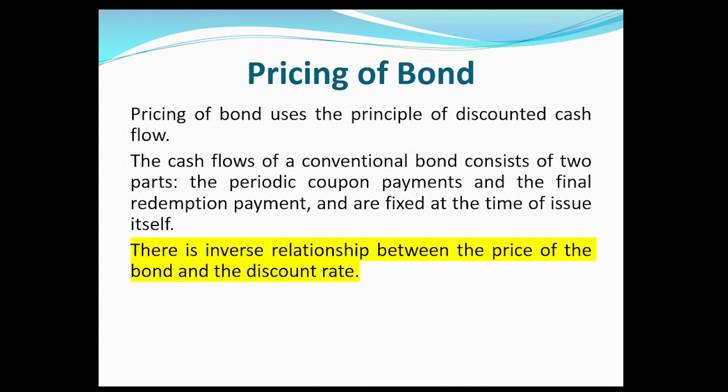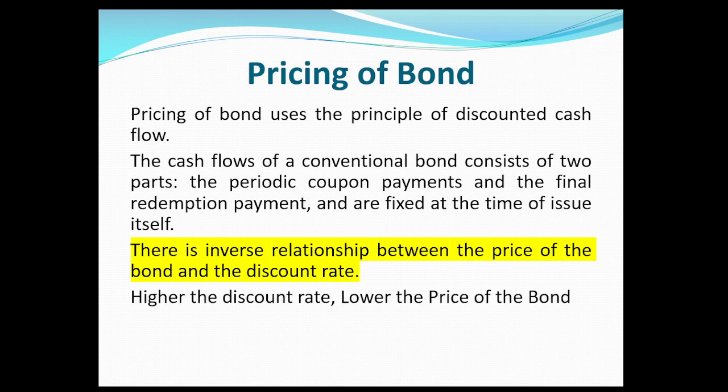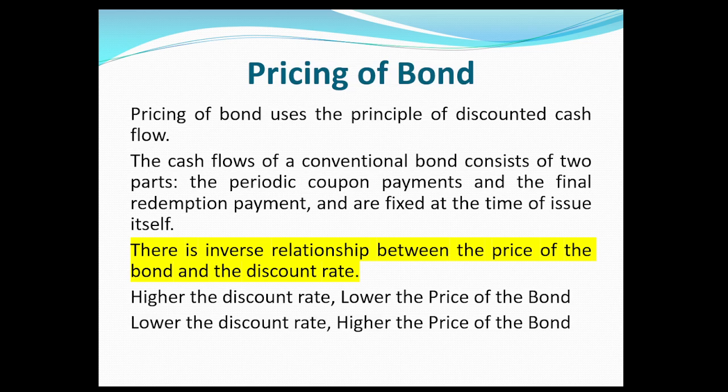There is an inverse relationship between the price of the bond and the discount rate. These two lines are very important, because the total concept of pricing of the bond depends on this. What does it mean? It means higher the discount rate, lower the price of the bond, and lower the discount rate, higher the price of the bond. Okay, I will tell you with one example.